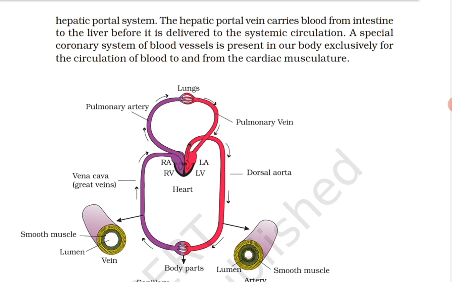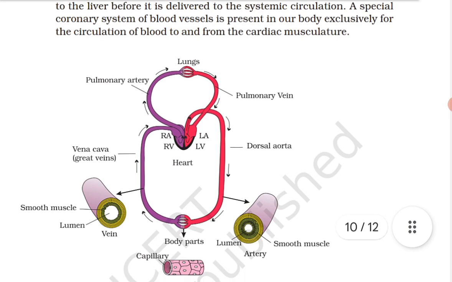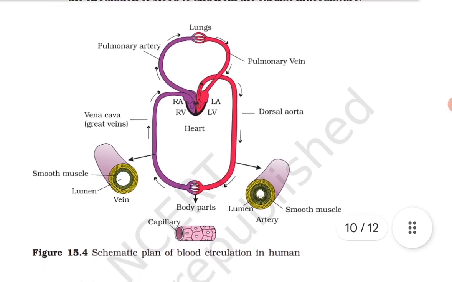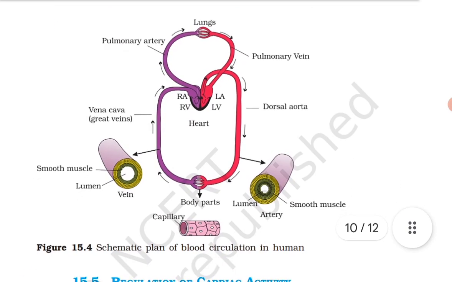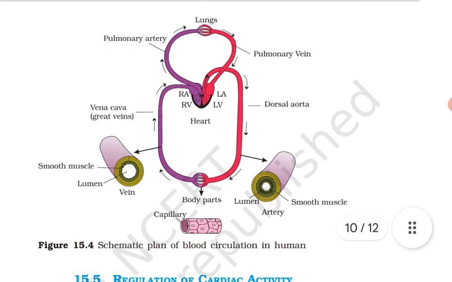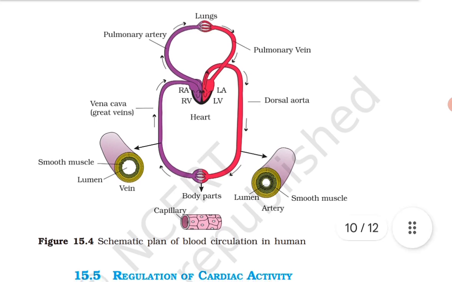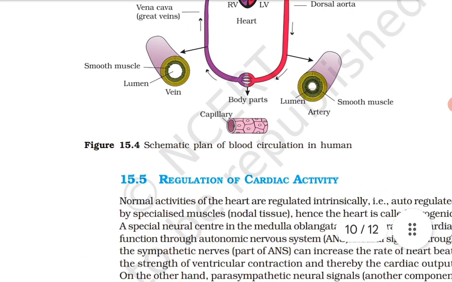क्या क्या increase कर सकते हैं? Rate of heartbeat, strength of ventricular contraction and thereby the cardiac output. On the other hand, parasympathetic neural signals, another component of ANS, decrease the rate of heartbeat, speed of conduction of action potential and thereby the cardiac output. पैरा जो है वो डिक्रीज करेगा.